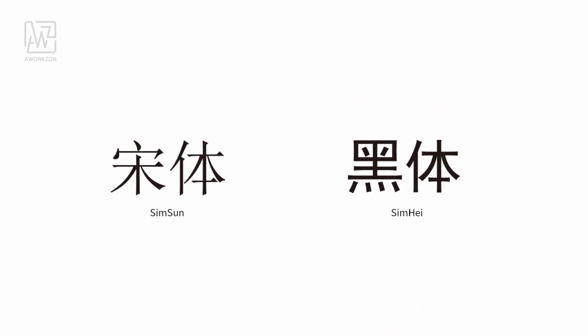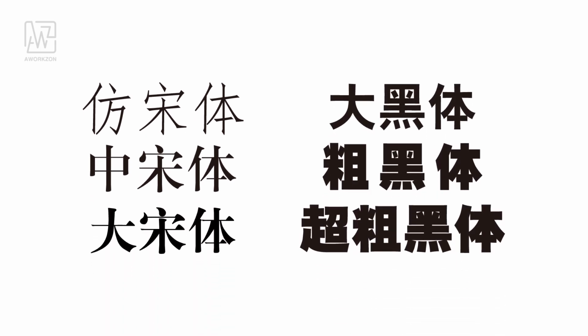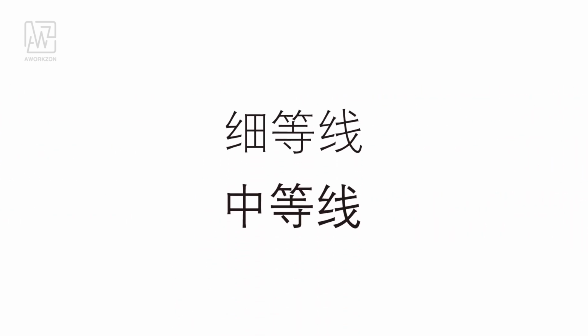Simsun and Simhei are the most formal simplified Chinese typefaces. That's why they are commonly used by official institutions. In order to meet the different use requirements, there are also many different variants of the Simsun and Simhei. 细等线 and 中等线 have no obvious personality and are suitable for many circumstances. They are commonly used simplified Chinese typefaces.